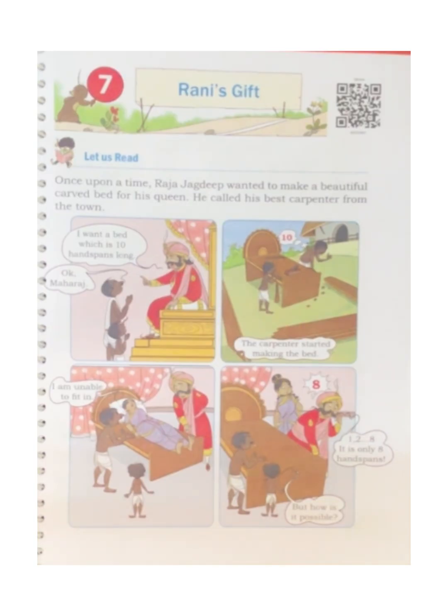Today we are going to start chapter number 7 from Joyful Mathematics Class 2. Rani's Gift. Chapter 7. This chapter is about measurements, weights, children. Okay, let's see what is there in the chapter.